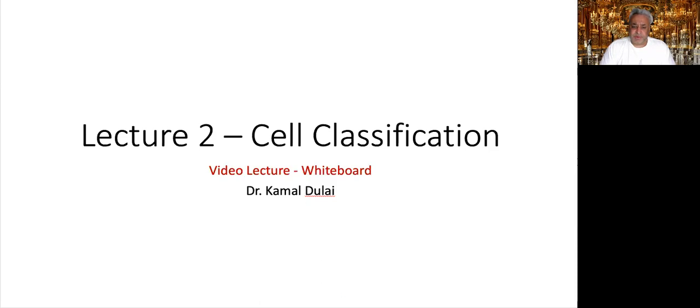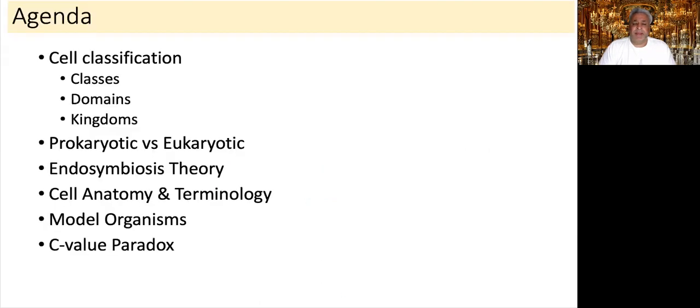If I can get my cursor working. Here we go. We're going to look at cell classification first. You'll be surprised that there are a few different ways to classify cells. Then we go on to look at the similarities and differences between prokaryotes and eukaryotes. Thirdly, we're going to look at the theory of endosymbiosis, a very proven mechanism that helps us understand the history of present-day cells. Then we go on to look at cell anatomy and terminology.